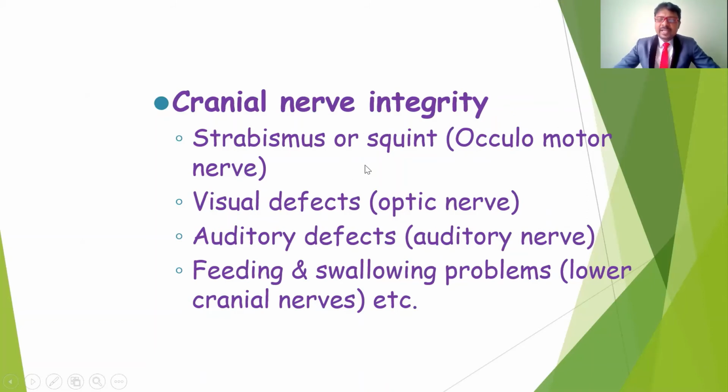So if we identify the involvement of strabismus, we have to check whether the other cranial nerves are involved or not. In case of any visual defects, they are related to the optic nerve, which is the second cranial nerve. The auditory nerve is for hearing and auditory functions, especially the eighth cranial nerve. And feeding and swallowing problems are especially related to the lower cranial nerves.